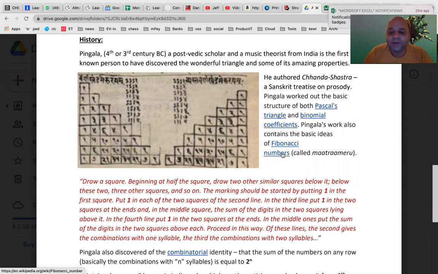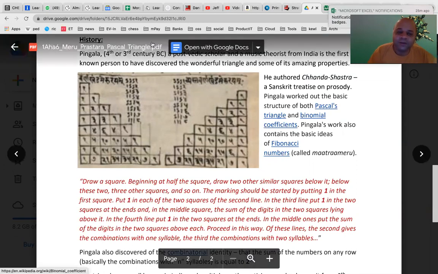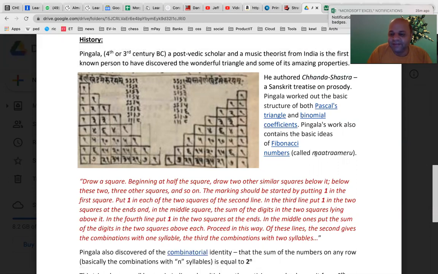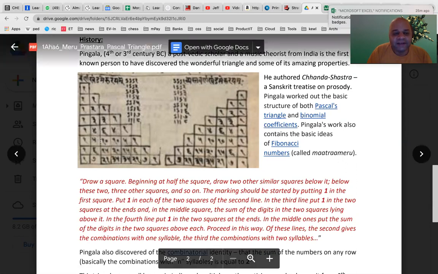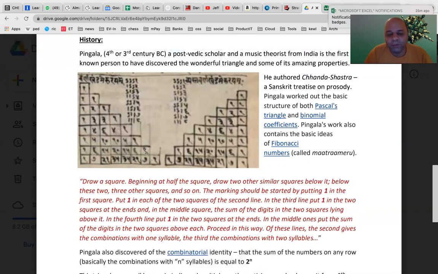We know this name from an Italian mathematician in the 12th century. But as usual, a lot of these things in mathematics were discovered in India a long time back. So he also found Fibonacci numbers in the 3rd, 4th century BC, and he has got this restriction. By the way, this triangle that he discovered, he gave the name Meru Prastara.